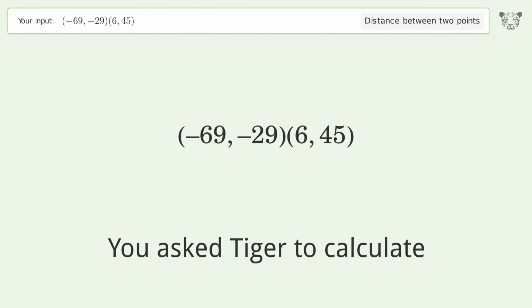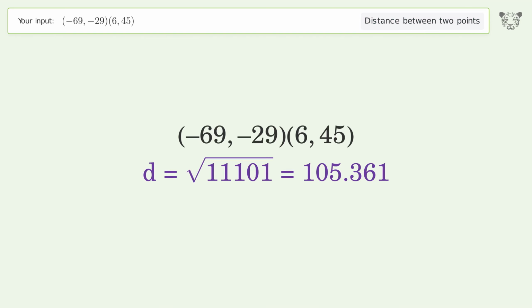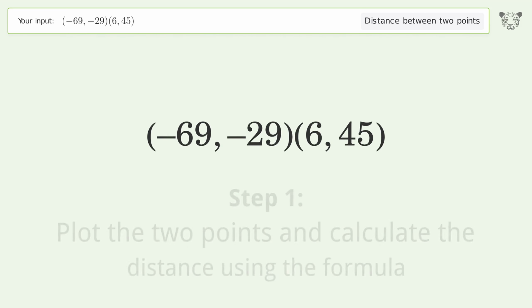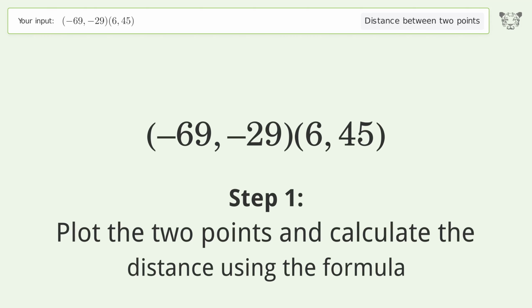You ask Tiger to calculate. This deals with the distance between 2 points. The distance between the 2 points is the square root of 11,101 or 105.361. Let's solve it step by step. Plot the 2 points and calculate the distance using the formula.